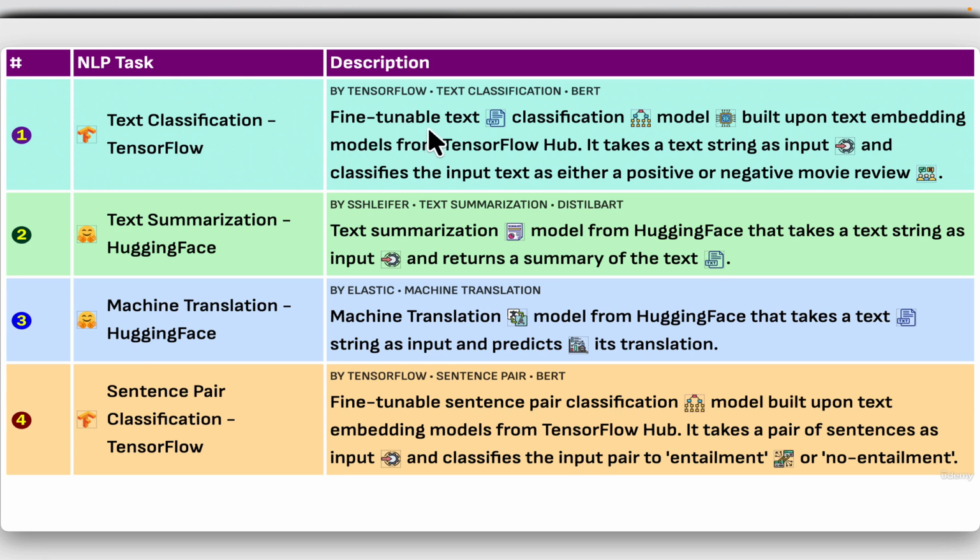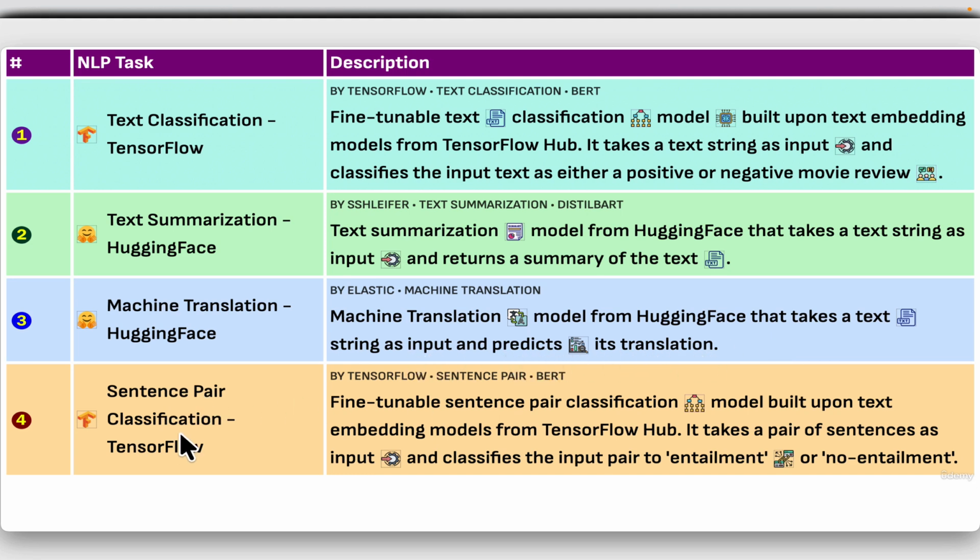For example, this is a fine-tunable text classification model built upon text embedding models from TensorFlow Hub. It takes a text string as input and classifies the input text as either positive or negative movie review. And then we have text summarization from Hugging Face. With Hugging Face, we have quite a few. This will do text summarization. It will take a string and return the summary. Then we have machine translation. It will take text and predict its translation.